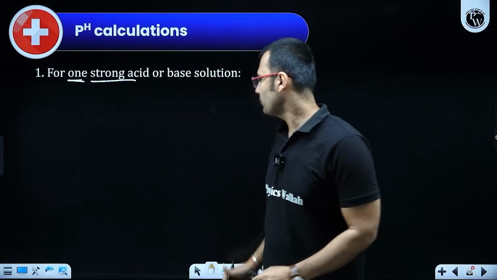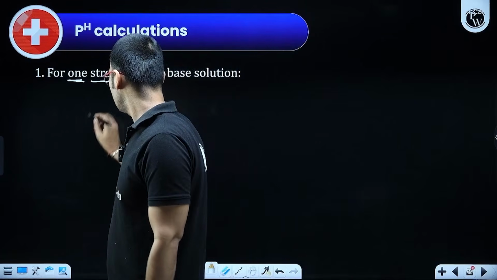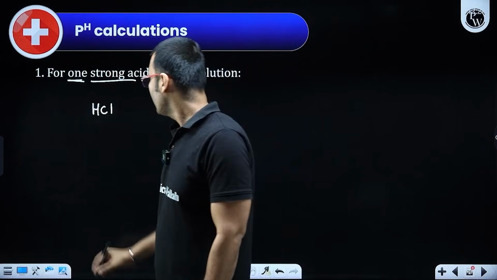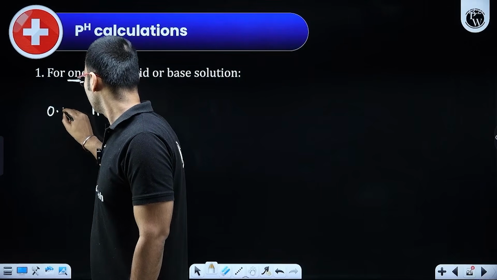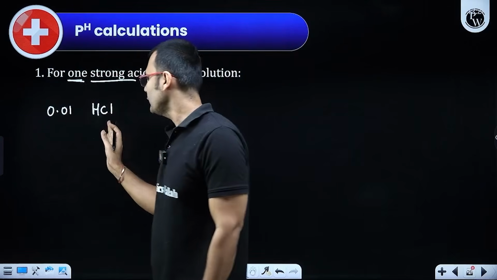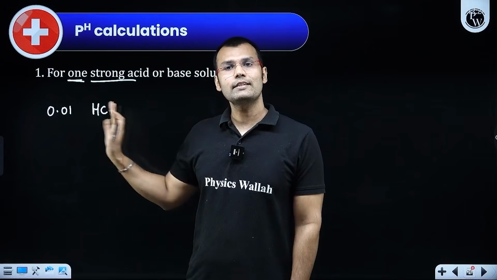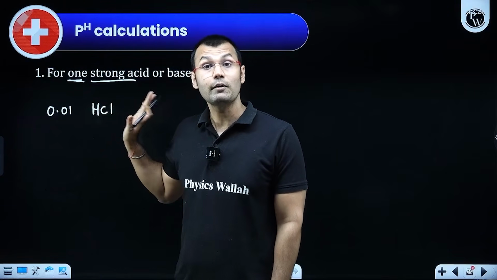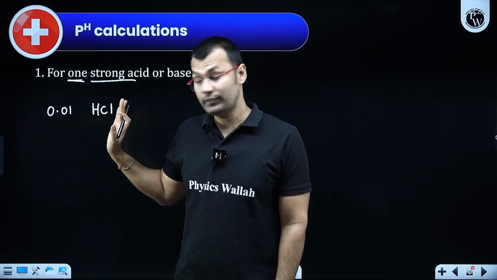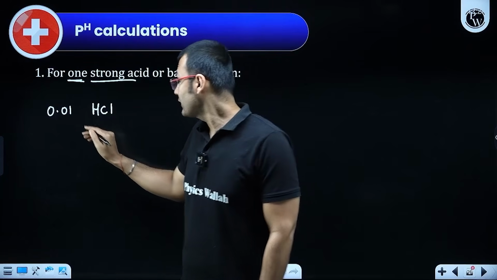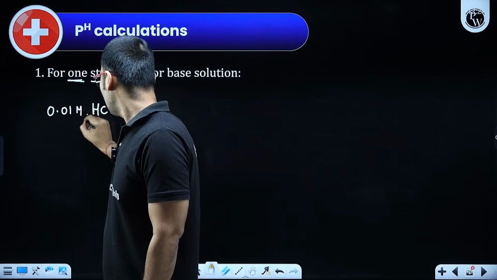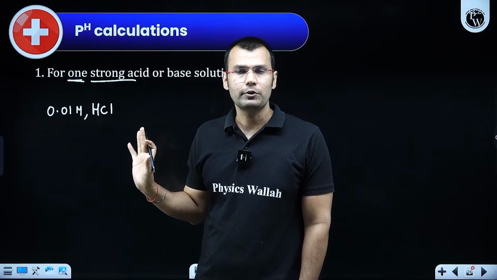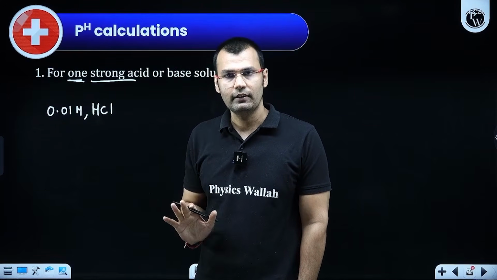For example, suppose I have a solution of HCl, which is a strong acid, whose concentration is 0.01, and for this solution I have to calculate the pH. It's a simple strong acid, not a mixture. It's a pure, simple strong acid whose concentration is 0.01 molar, and we have to get the pH. In case of a strong acid solution, calculating the pH is very easy.